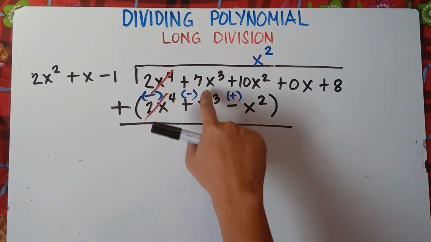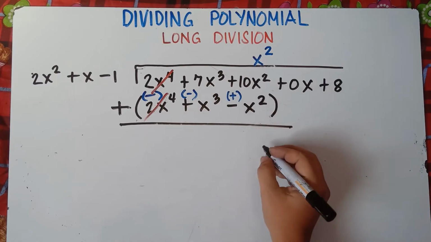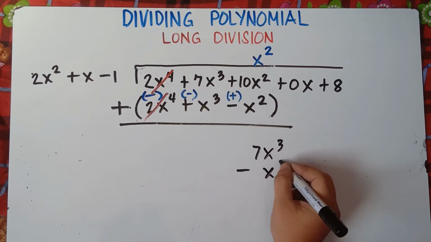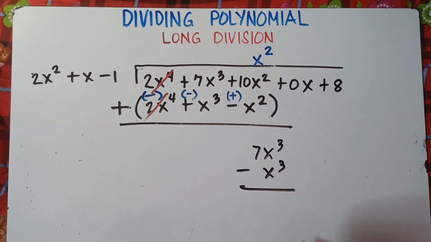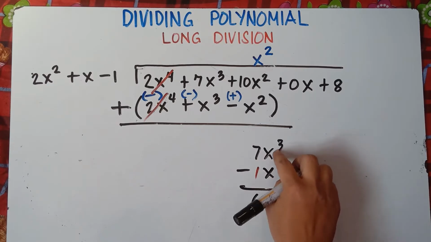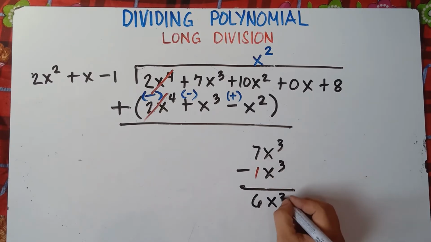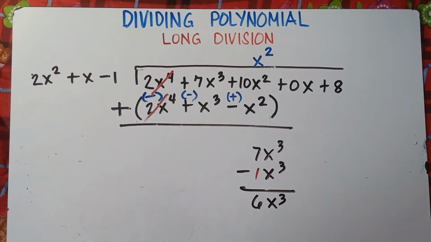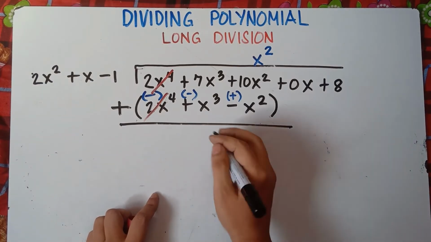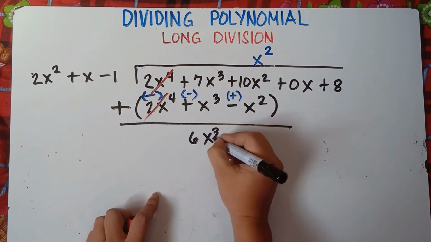Alright, and then 7x cubed minus x cubed. So once again, understood that there's 1 here. So 7 minus 1 is 6. Then copy the literal coefficient. Copy x cubed. That's it. Easy, right? When you're subtracting. So this will be 6x cubed.